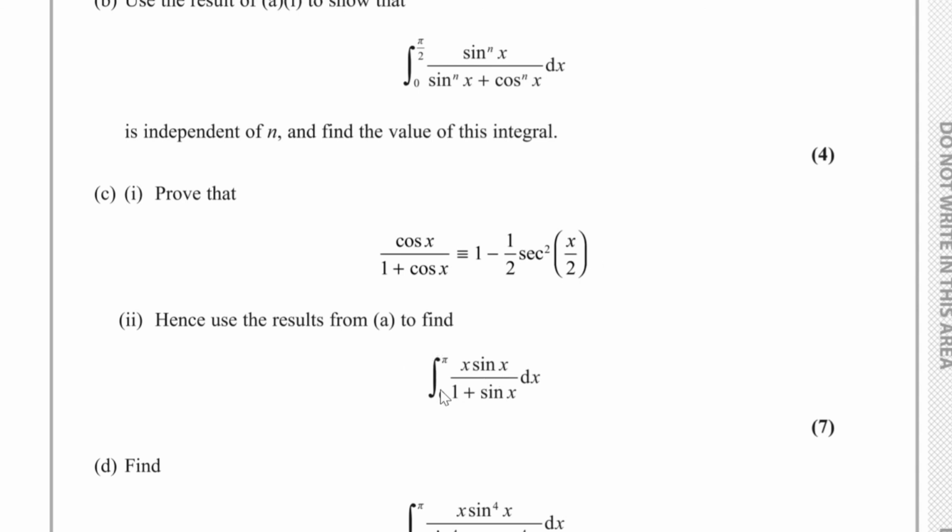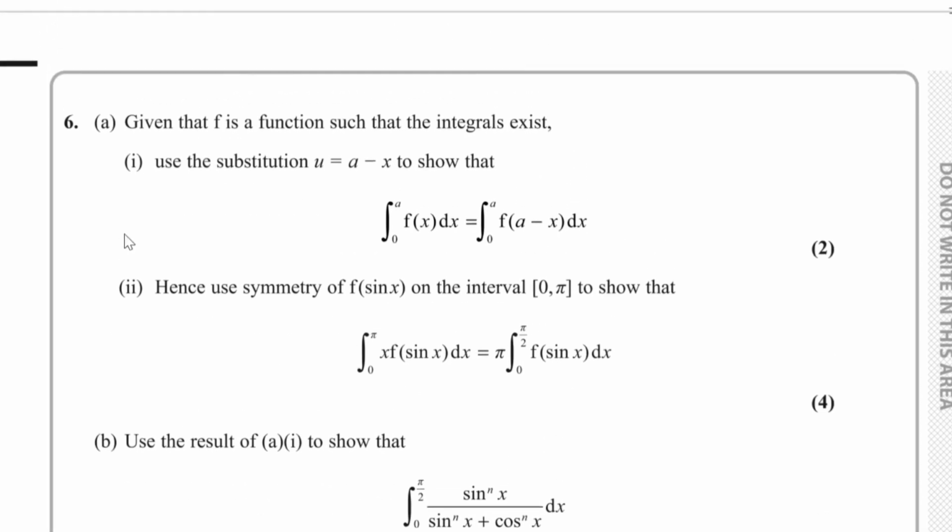For the second part, we have to use the results from part A to find the integral from 0 to pi of x times sine x over 1 plus sine x with respect to x. Now, from the second part of part A, we saw that integrating from 0 to pi of x times f of sine x with respect to x is equal to pi times the integral from 0 to pi over 2 of f of sine x with respect to x.